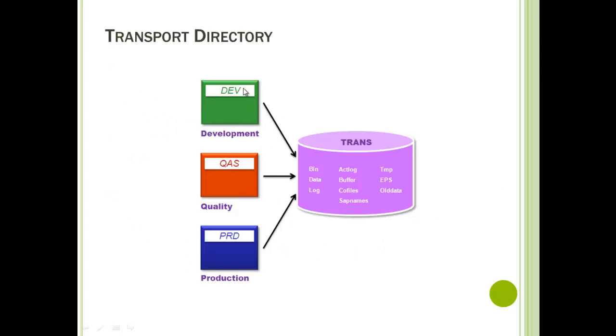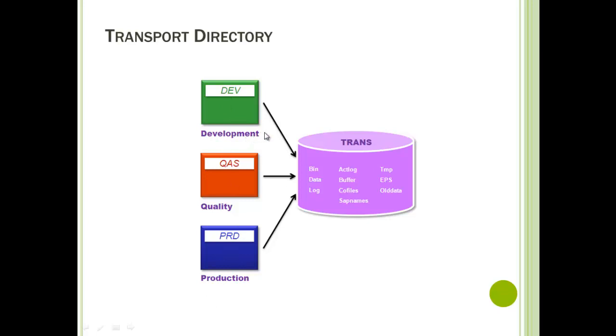So as we discussed, the transport directory is one common directory which is accessible for all the systems in the landscape. Right now let us take a very simple example. Let's assume our system landscape is a 3-system landscape. You have a development system, quality system and production system. Each has one client which needs to be connected.